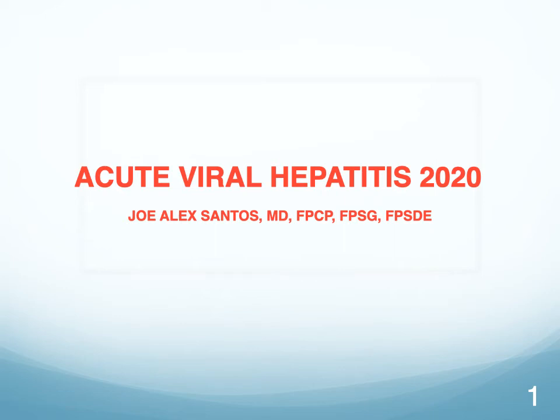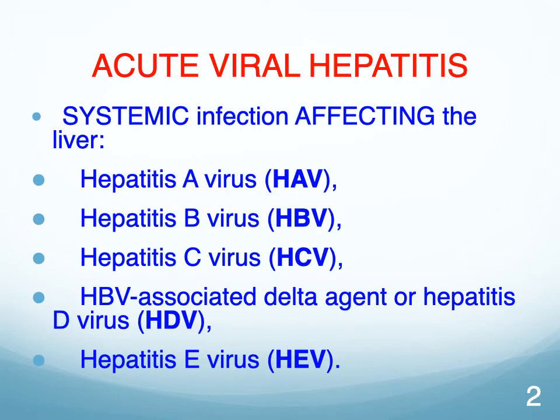In this particular lecture, we're going to talk about acute viral hepatitis. All hepatitis viruses are RNA viruses except for hepatitis B, which is a DNA virus. They systemically infect the liver and produce almost always the same manifestations.